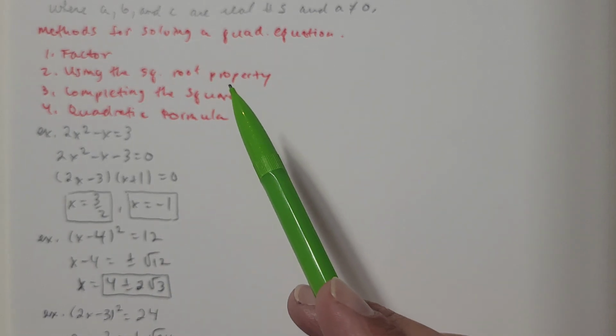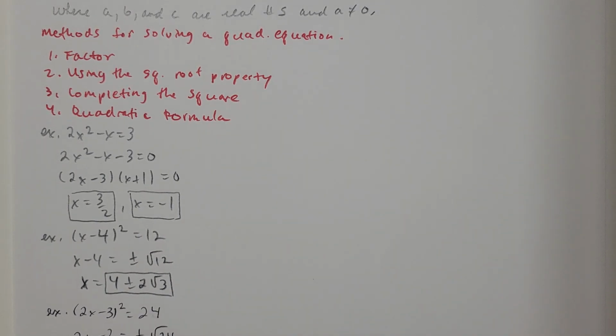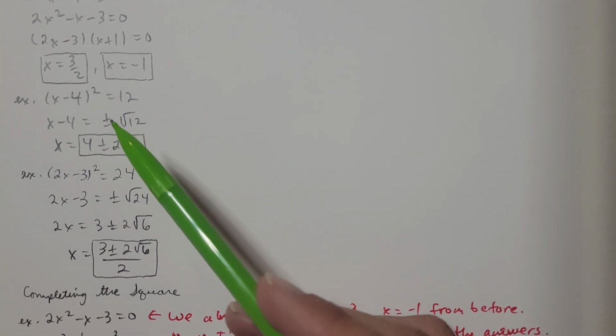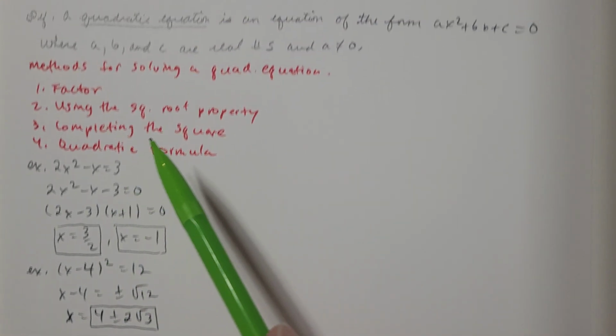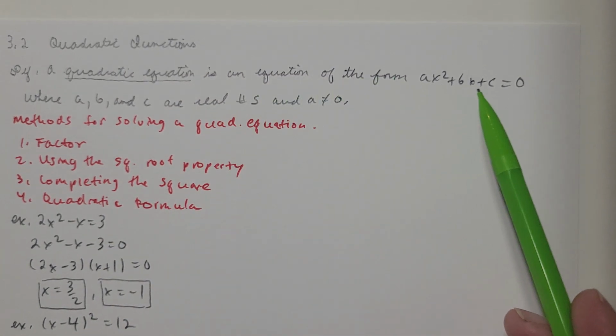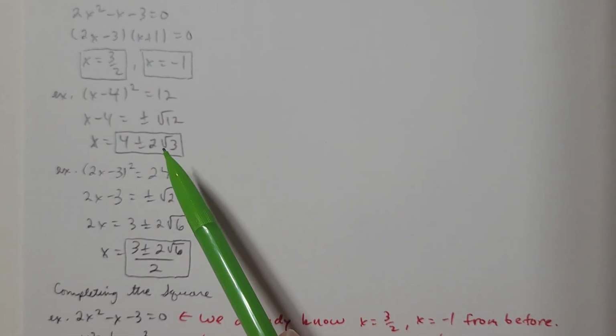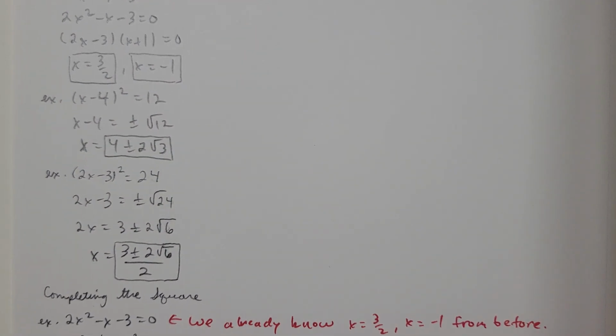Let's take a look at the square root property next, and I'll show you some examples of that. What if I wanted to solve the equation x minus 4 squared equals 12? That would be a quadratic equation because I can get that in the form ax squared plus bx plus c equals 0. Now I'm not going to do that, because I'm all set up to use the square root property.